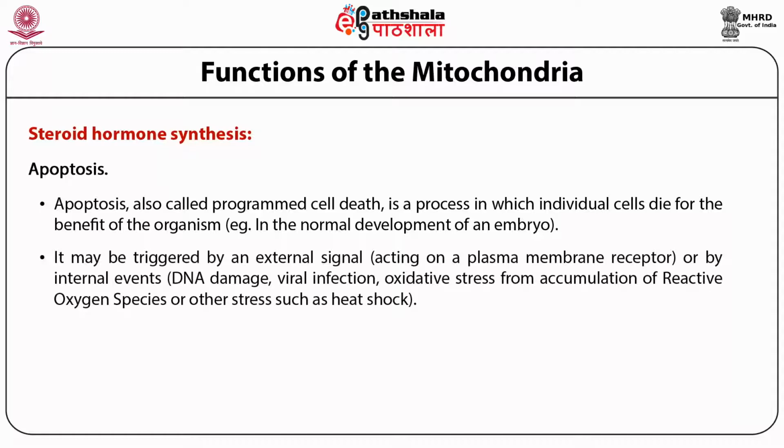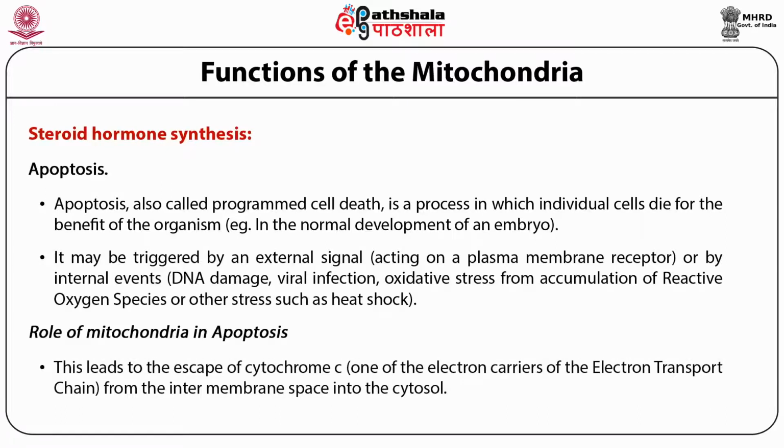It may be triggered by an external signal acting on a plasma membrane receptor, or by internal events like DNA damage, viral infection, oxidative stress from accumulation of reactive oxygen species, or other stress such as heat shock. Role of mitochondria in apoptosis. When a stressor signals for cell death, there is an increase in the permeability of outer mitochondrial membrane.